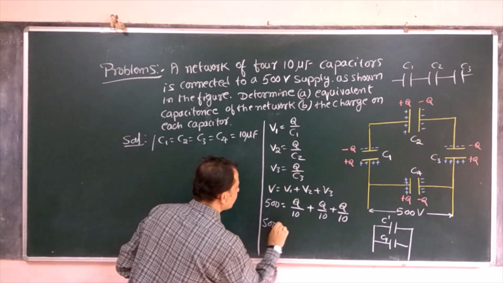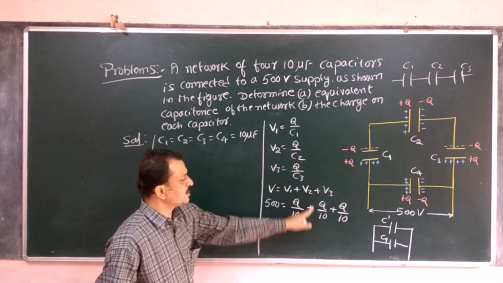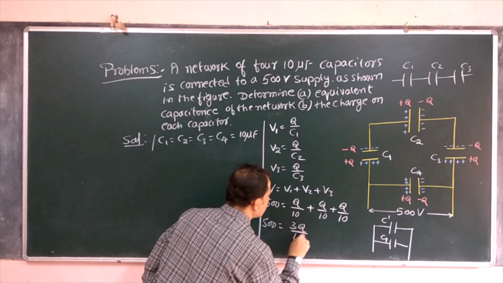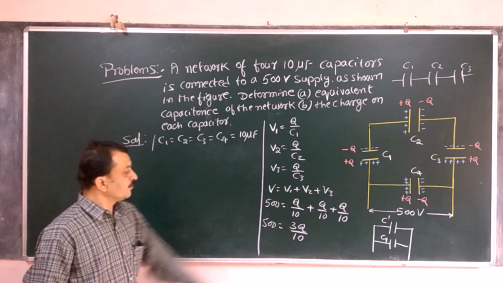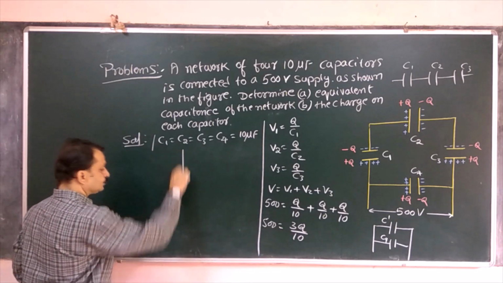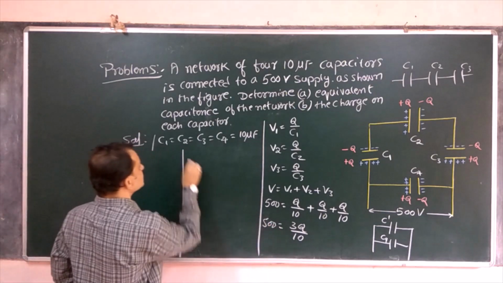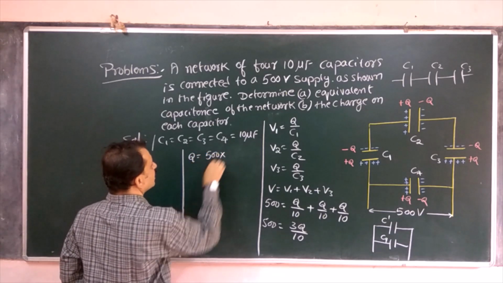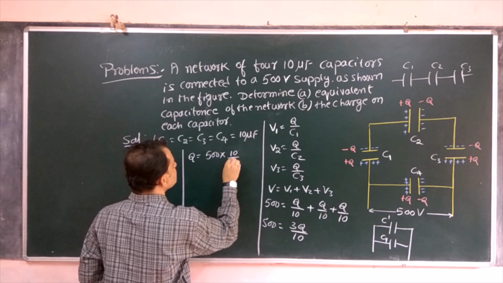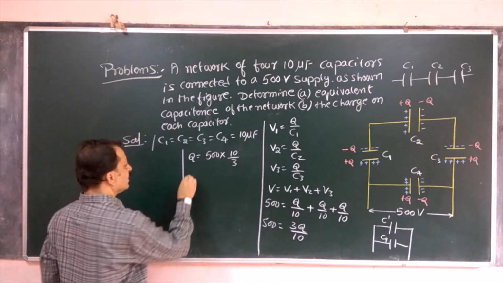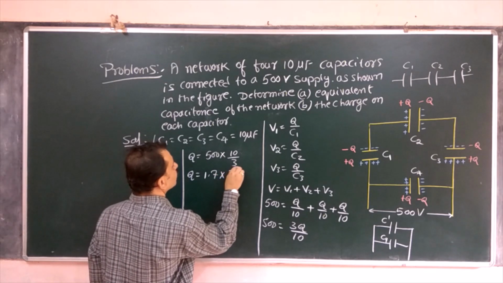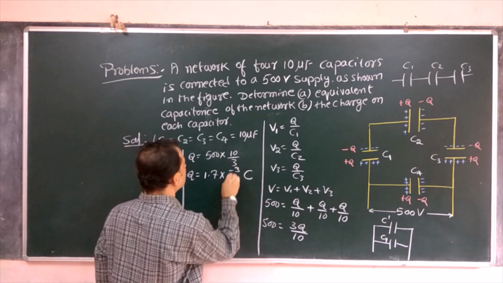Therefore, 500 is equal to Q by 10 plus Q by 10 plus Q by 10. It is 3Q divided by 10. Therefore, what is Q from here? From this expression, Q is equal to 500 into 10 by 3, or 1.7 into 10 to the power of minus 3 coulomb.